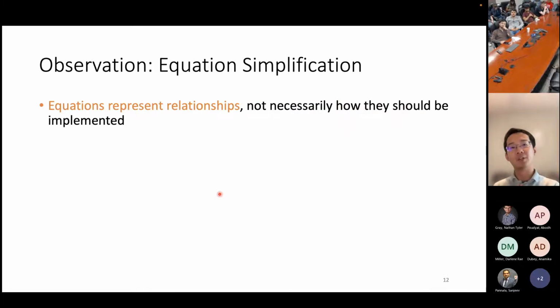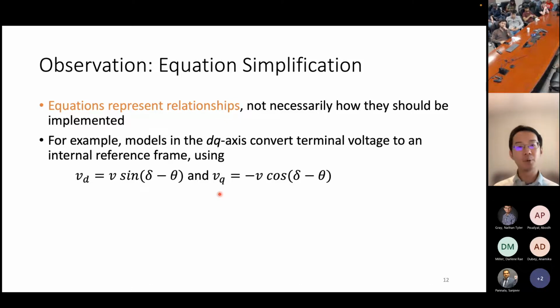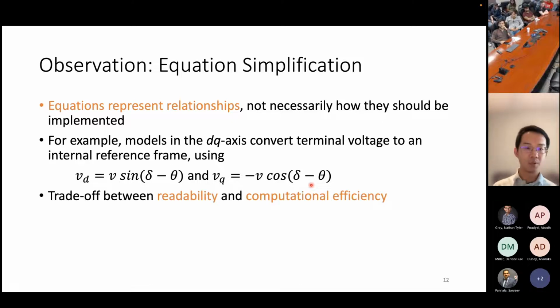The second observation is that equations represent relationships, not necessarily how they should be implemented in computer code. For example, models in the DQ axis usually convert terminal voltage to an internal reference frame by using VD equals something like this, and VQ, by doing the DQ conversion. So there is a trade-off between readability and computational efficiency.